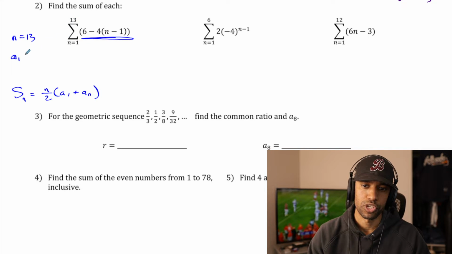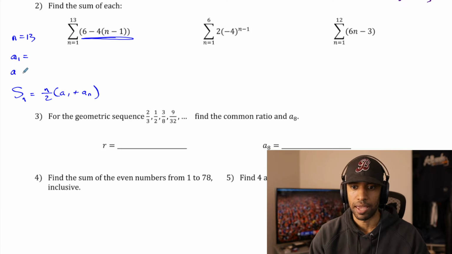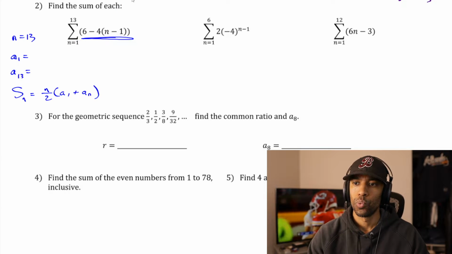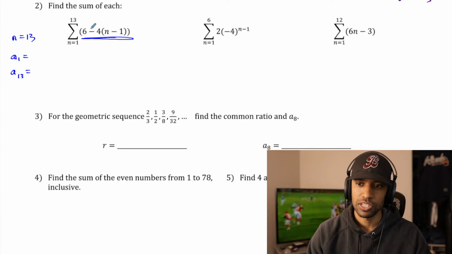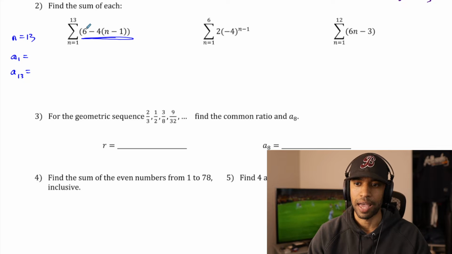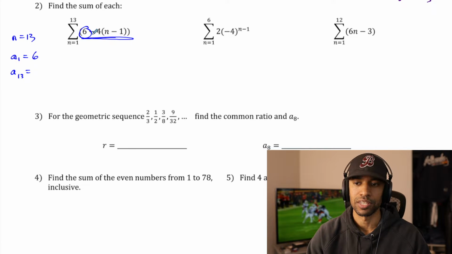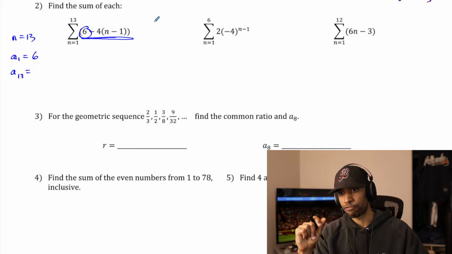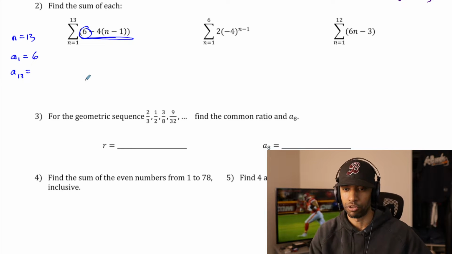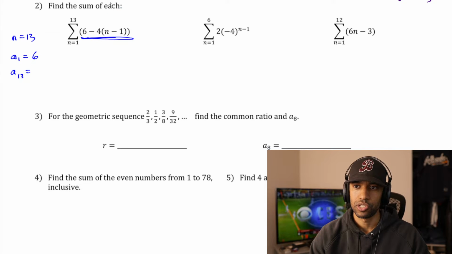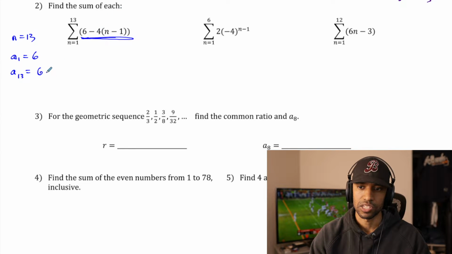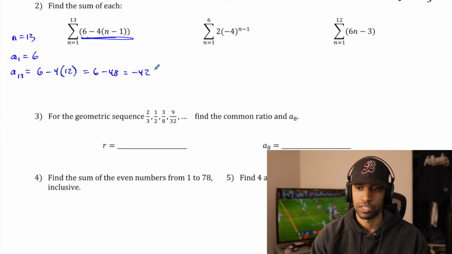We need the value of the first term and the value of the last term, a sub n or a sub 13. We need those three things in order to substitute these and figure it out. Now, if this is an exact explicit rule form, that means our first term is 6, if you know exactly that it is in that form. Otherwise, substitute 1 for n, you'll figure it out. A sub 13, 13 being the last term, we have to substitute 13 for n. That'll be 6 minus 4 times 13 minus 1, which is 12. So 6 minus 48, which is negative 42.